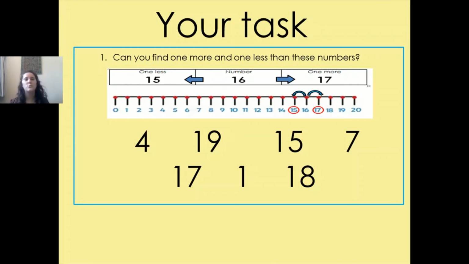Great job helping me find 1 more and 1 less using objects and a number line. Your task today is to find 1 more and 1 less than these numbers here. 14, 19, 50, 7, 17, 1 and 18. In your workbook, you can write the number and write 1 less than that number next to it and 1 more than that number the other side of it. You can make a table to show all of the numbers just like this. Now you can either draw out your number lines and use them, or you could use the objects from around your house to find 1 more and 1 less.